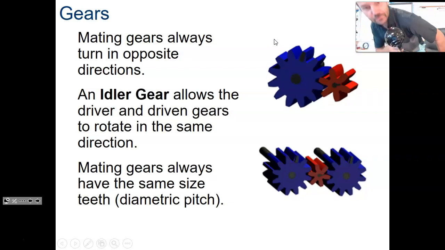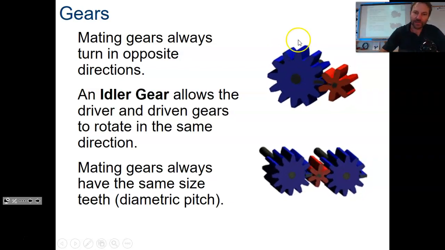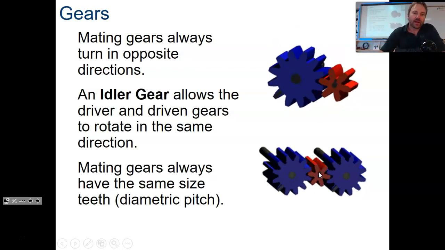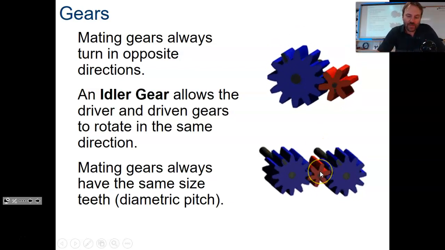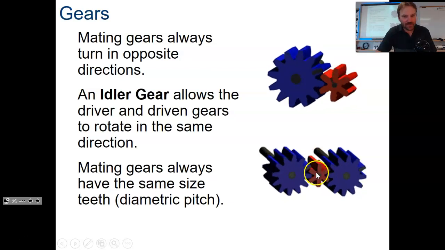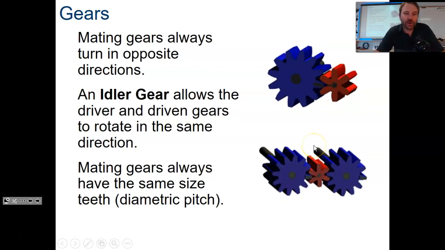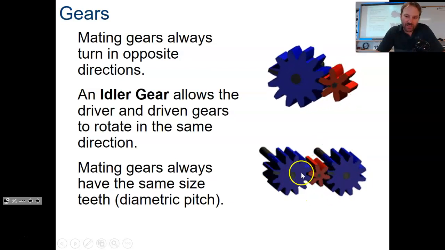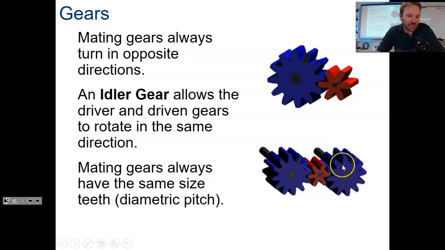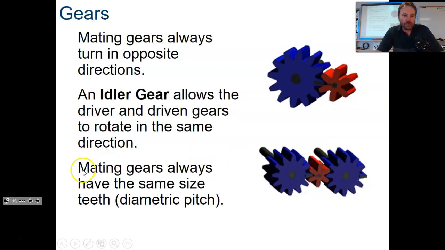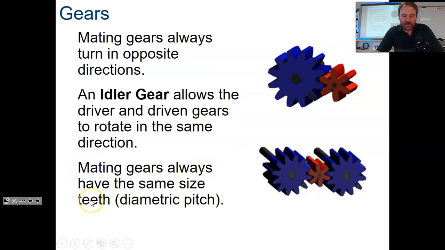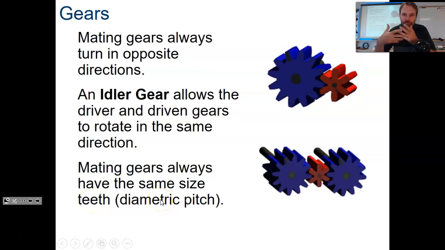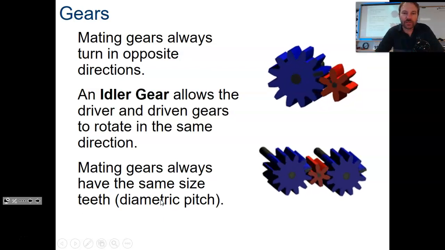An idler gear. This red one in this second set is called an idler gear. It's a gear in between two gears. Sometimes you'll have pulleys this way, and they're called idler pulleys. Putting this one here allows the drive and the driven to be turning in the same direction. Mating gears always have the same size teeth, physical shape, and all that other geometry associated with it.